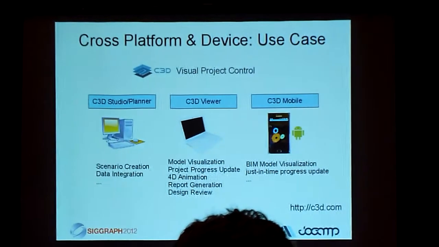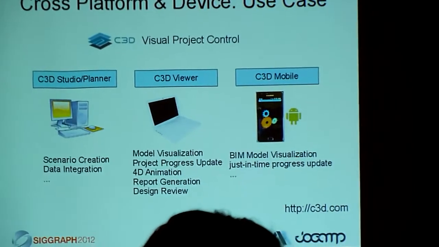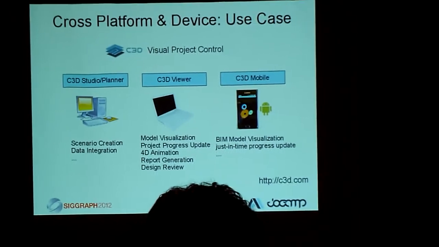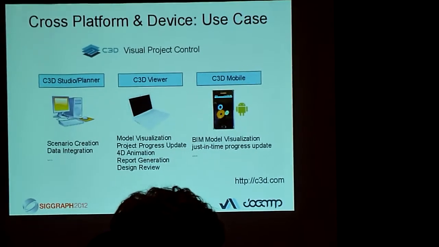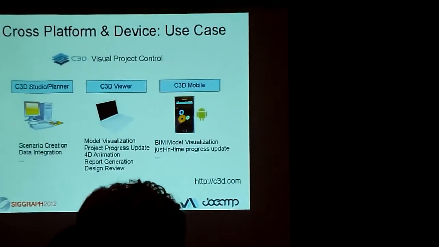I'm from CCC. We are basically a construction company, and we have our own product for visual project controls of oil and gas projects during construction. Here we have C3D Studio, C3D Viewer, and C3D Mobile. We utilize Jogl for writing our rendering engine. Now we will see how it runs on desktops, laptops, and Android devices.